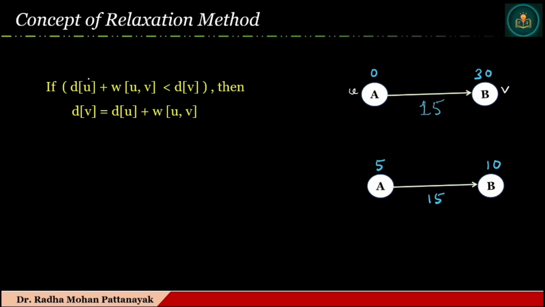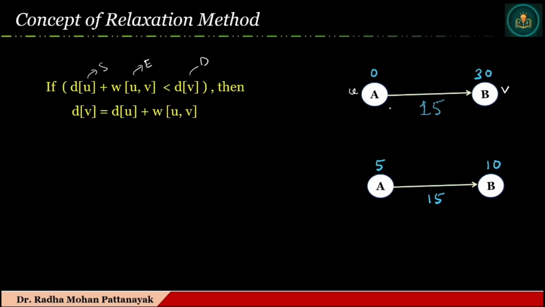D of U means the cost of the source node. D of V means the cost of the destination node. W of UV represents the cost of the edge. Clear? So when you are calculating the cost of the destination node, it is saying that if the cost of the source node plus the cost of the edge is less than the destination cost, then at that time you need to update the destination cost with the sum of source cost plus edge cost.